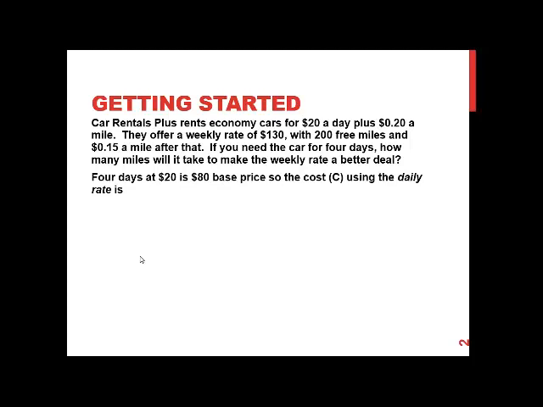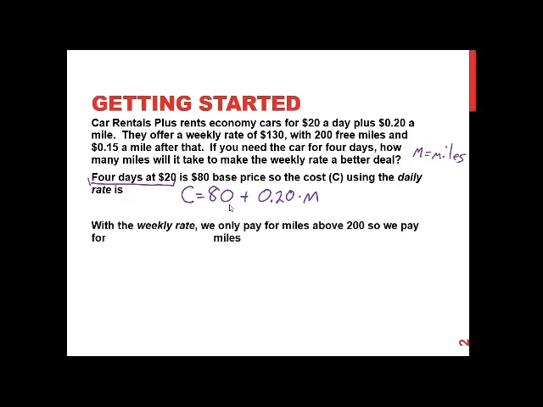Let's look at the daily rate. If we let M be the number of miles, looking at the daily rate, we're going to have 4 of the $20 days. So the cost will be 4 times 20 is $80 plus 20 cents a mile. So that's 0.20 times M. Alright, that's our daily rate, depending on how many miles we have.